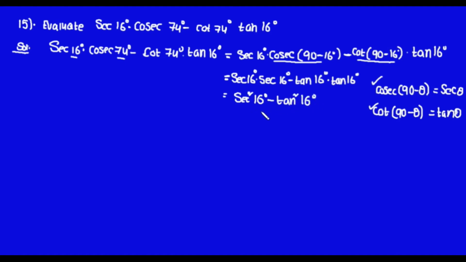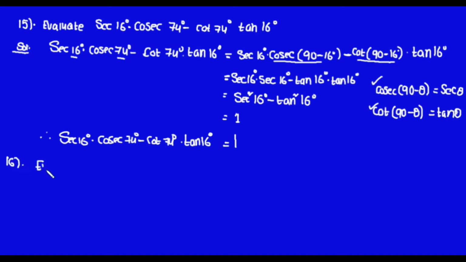Here we can observe that it is in the form of secant square theta minus tan square theta, which is equal to 1. So secant square 16 degrees minus tan square 16 degrees can be written as 1. So answer is 1. Therefore secant 16 degrees cosecant 74 degrees minus cot 74 degrees multiplied by tan 16 degrees is equal to 1. Problem number 16. Evaluate tan 36 degrees divided by cot 54 degrees.